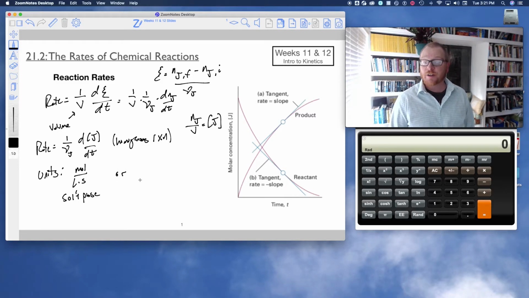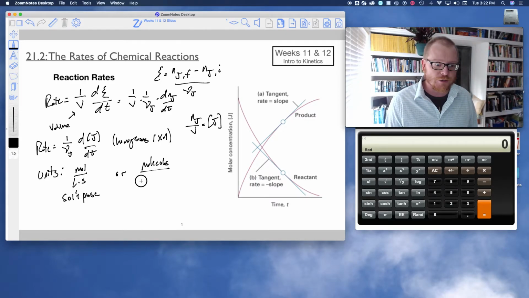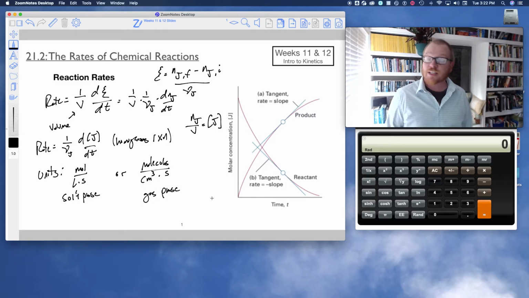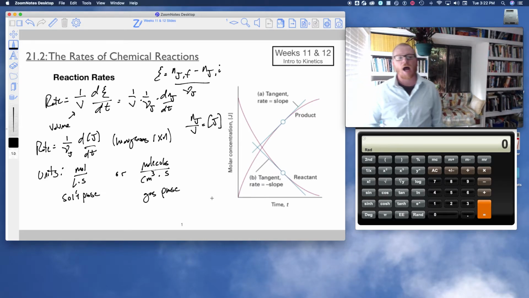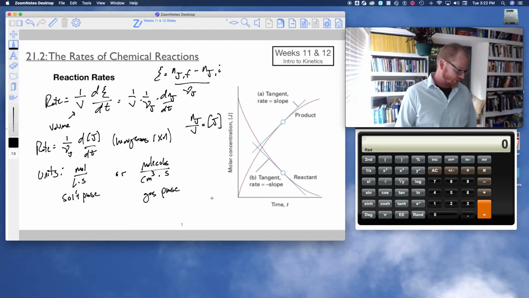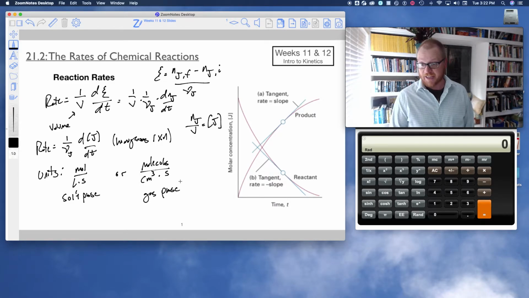But the standard units for gas phase reactions are a little obscure. It's not what you'd necessarily expect, but it's in molecules per cubic centimeter per second for gas phase. And there's several reasons for this, and I'm going to be getting into that as we go throughout this section on kinetics. Okay, so molecule per cubic centimeter per second.